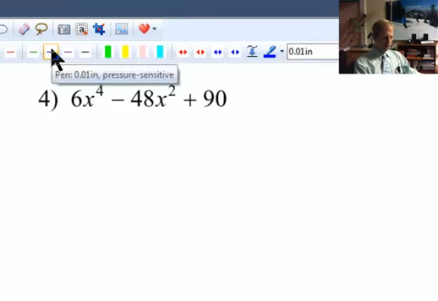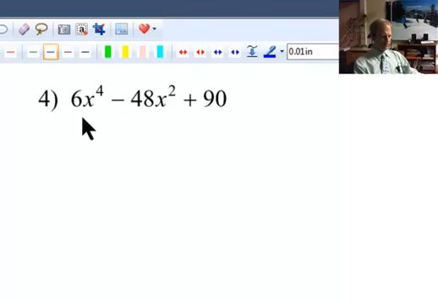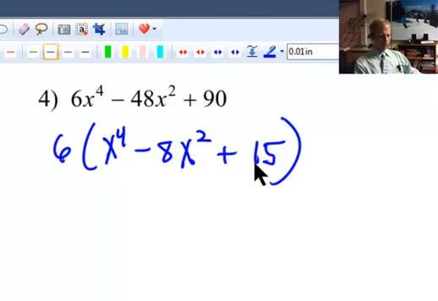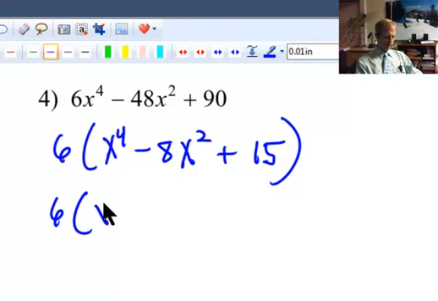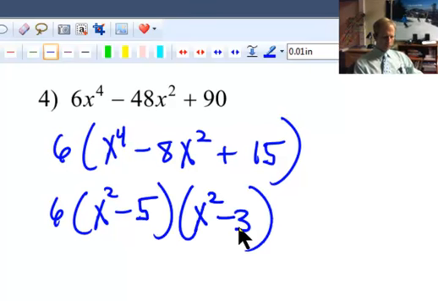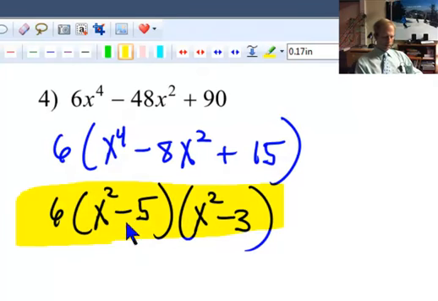Alright, the next one is also a trinomial, but I can see that I have a common factor of 6. So I'm going to factor it out and I get this. Alright, now I need two numbers that multiply to be 15 and add up to -8. Well, that would be, let's see, -5 and -3. Now, neither of those binomials can be factored any farther, so I know I have my answer.